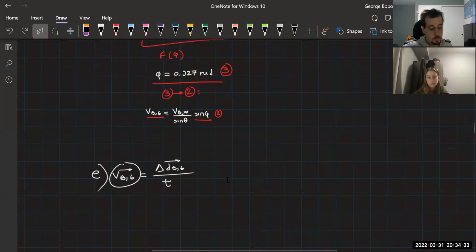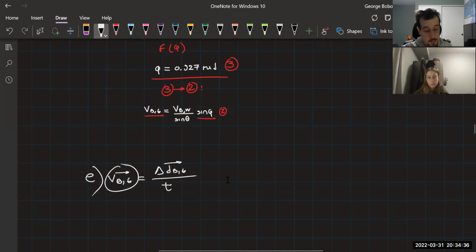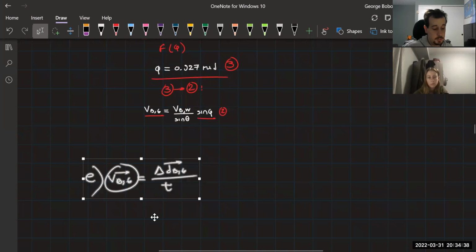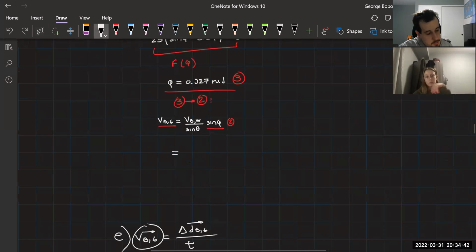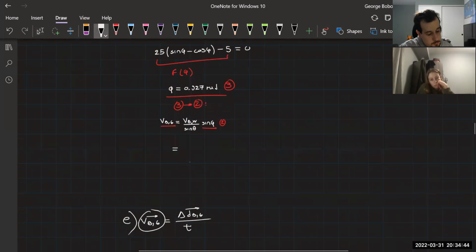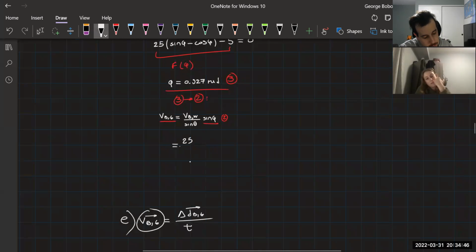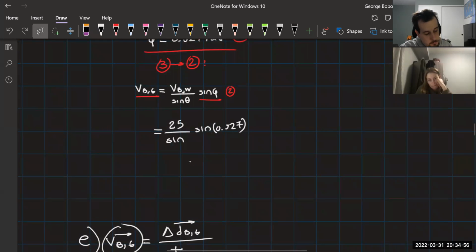So wherever we see phi in there, we're putting 0.927 radians. All right, so we got VBW was 25, sine of 45, sine of 0.927. 45 degrees is pi over 4 radians, since we're doing everything in radians.